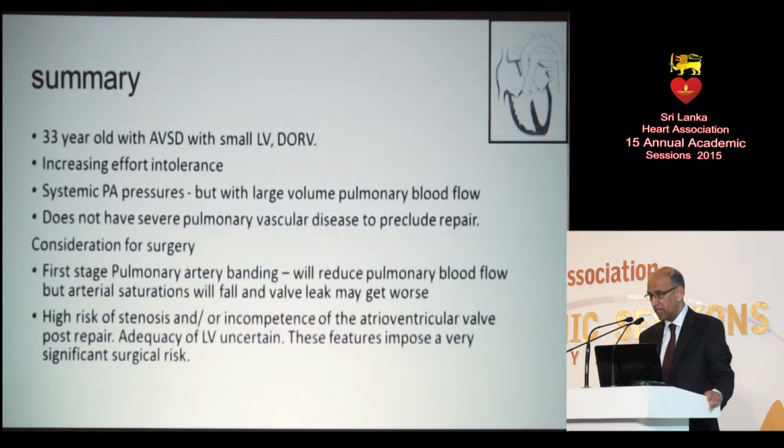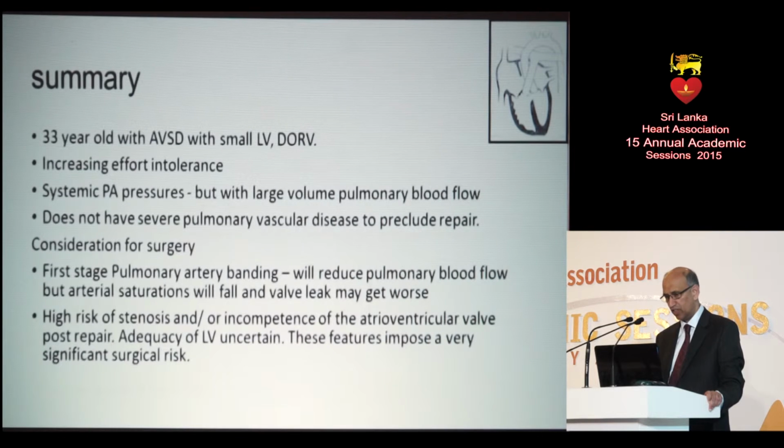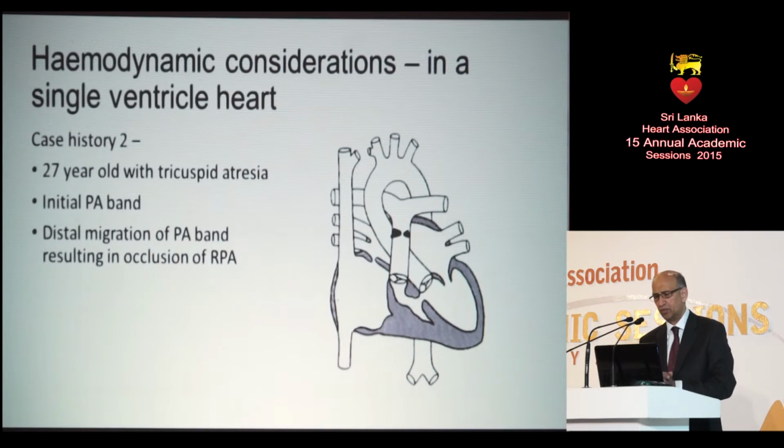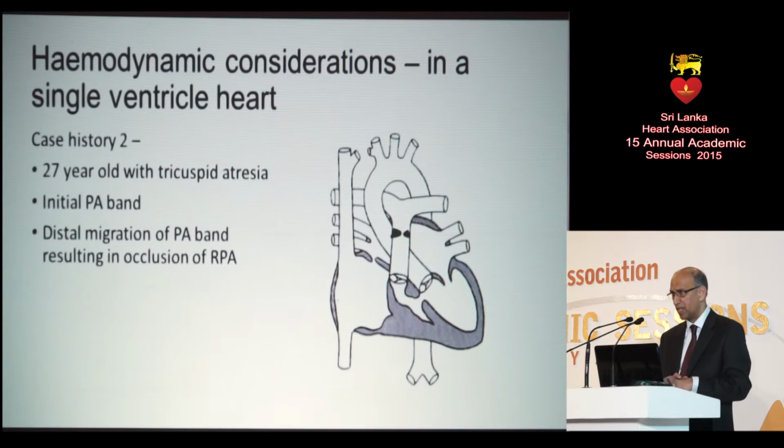I want to move on briefly to another case, just very briefly to keep to time. And this is one of an operated heart disease, just to illustrate the hemodynamic principles again. So this is one of our patients, who is 27 years old with tricuspid atresia, initially with unrestricted pulmonary blood flow. So if you get tricuspid atresia without pulmonary stenosis, you would have a large volume of blood going to the lungs. So he had an initial pulmonary artery band.